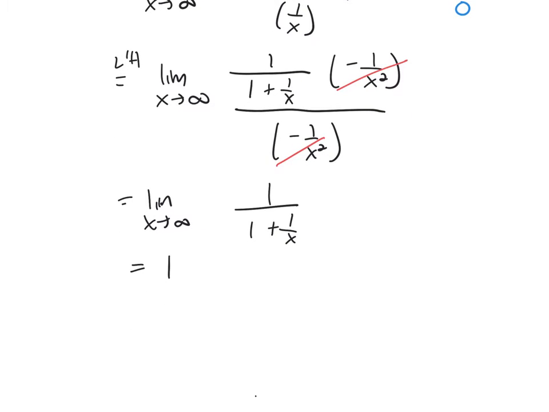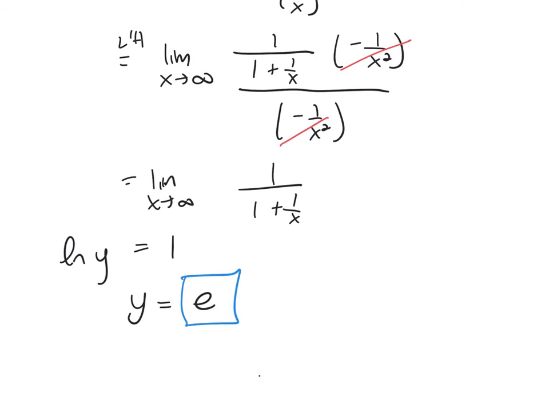Now this isn't actually what I wanted to find. If you remember, this is ln of y. So then y must be e. And that's what my limit is equal to. It's equal to e. So anytime you have one of those indeterminate forms where you have an exponent, you're going to use this trick where you take the natural log, which allows you to remove the exponent, and then you can use L'Hopital's rule.